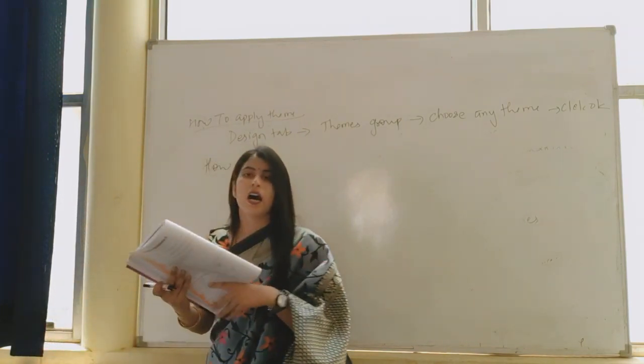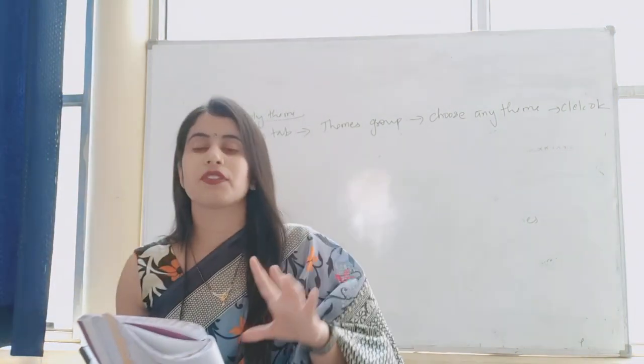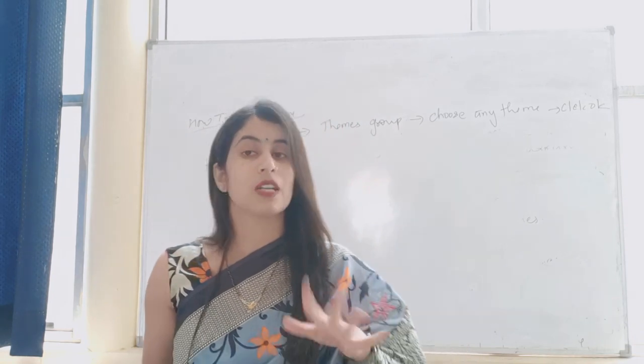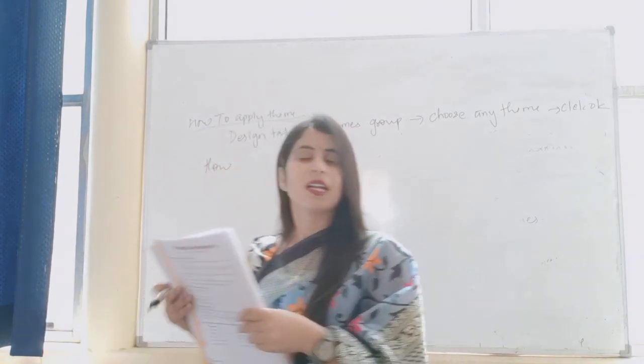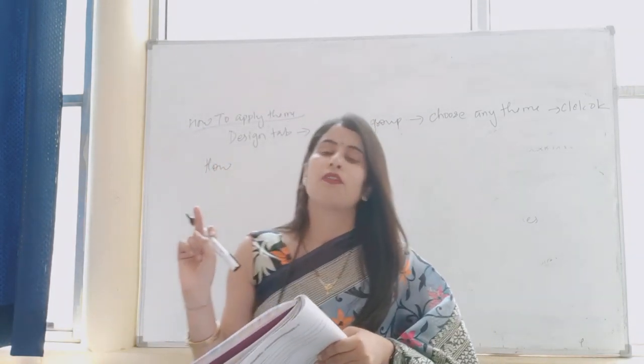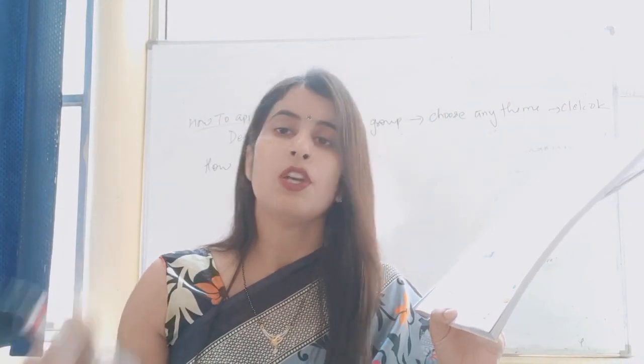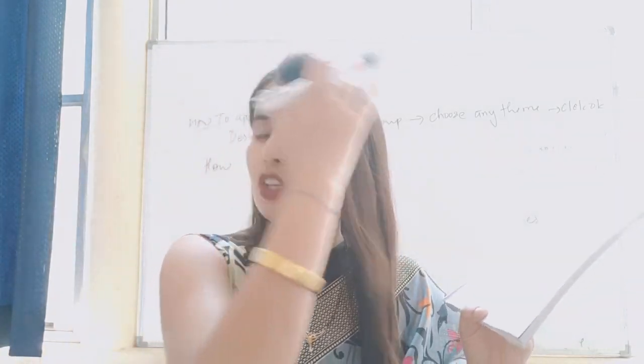Next is how to change the color of the theme. Means if you want to change the color of the theme, you will also follow a few steps. And what are the steps? You will click on the design tab, then you will see the themes, then here you will see colors. When you click on colors, it will show you all the available colors. Choose any color, then the theme color will get changed.